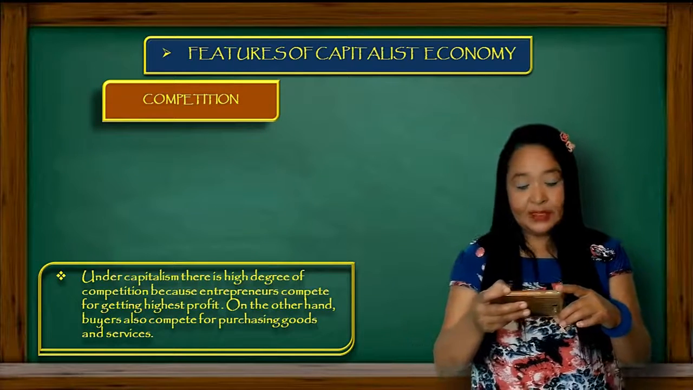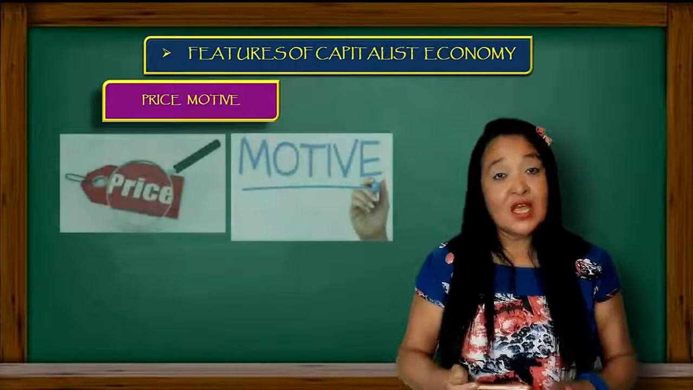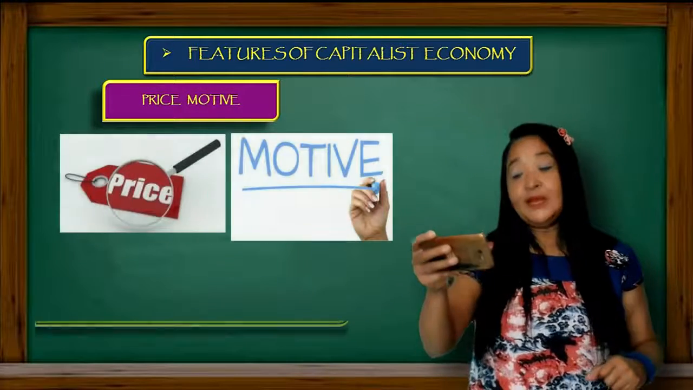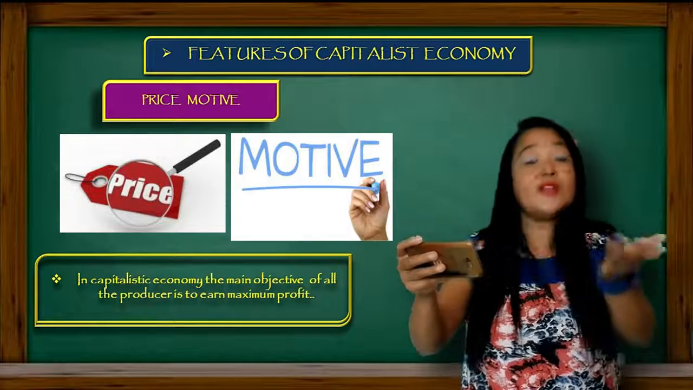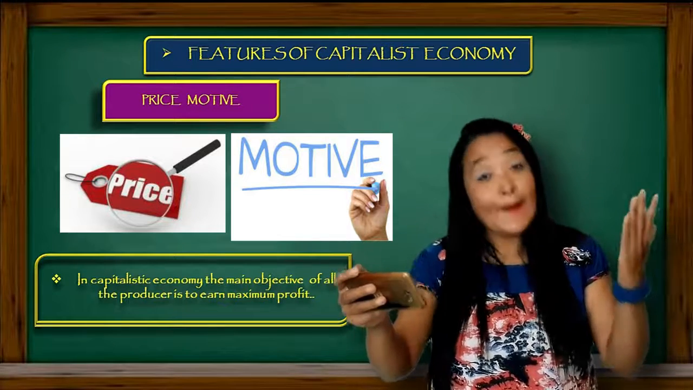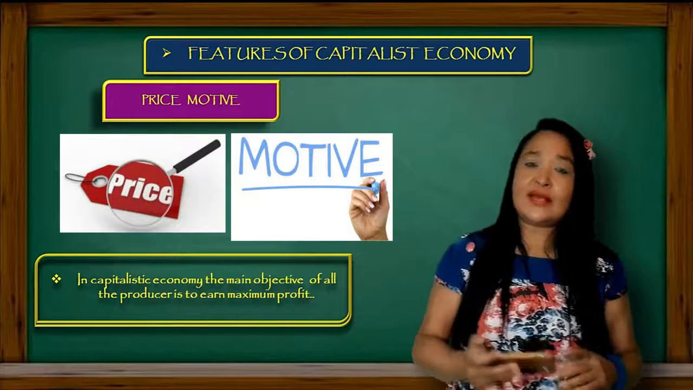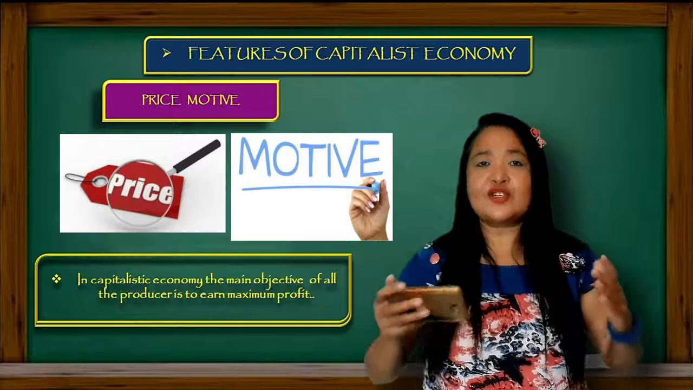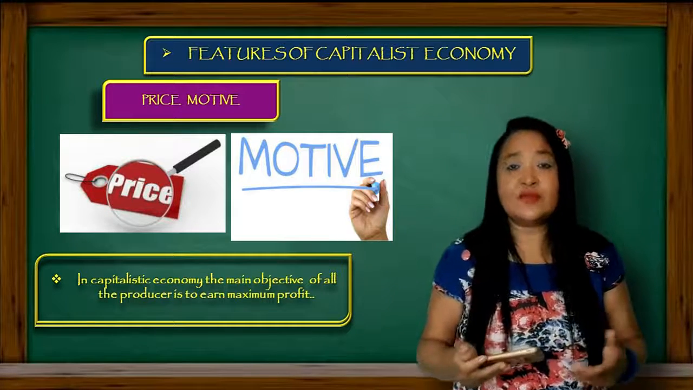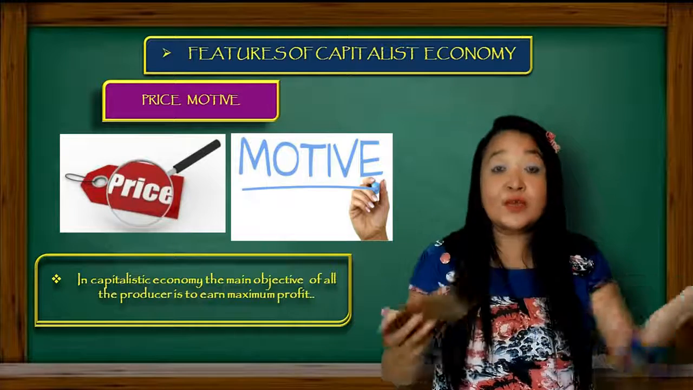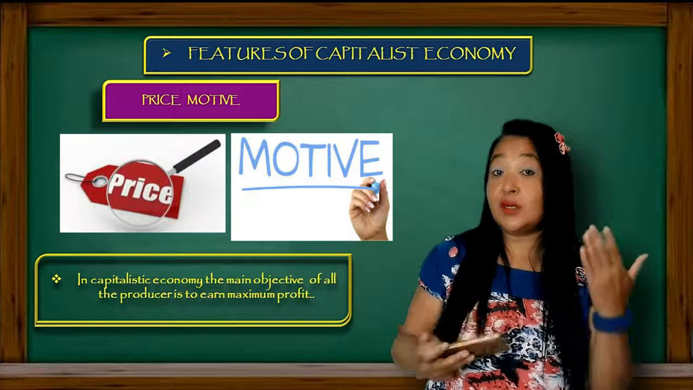Now, let's see the last point here. The last point is profit motive. Now, what is it then? In a capitalistic economy, the main objective of all the producers is to earn maximum profit. In a capitalistic economy, profit is the driving force. That means the main aim of all the producers in the capitalistic economy is to what? To earn profit.